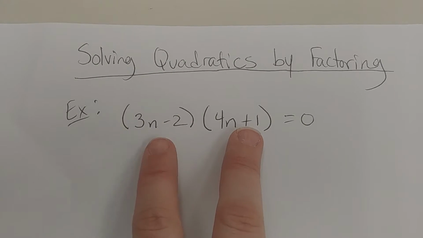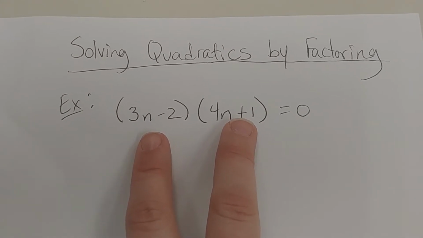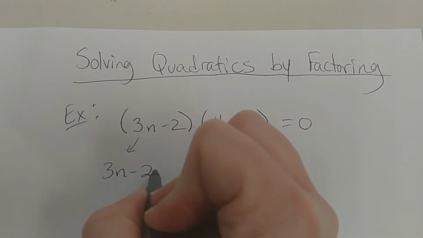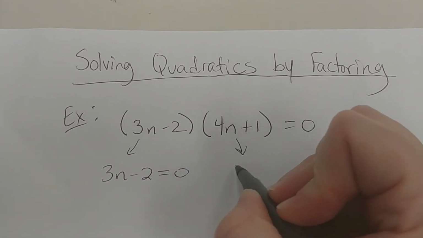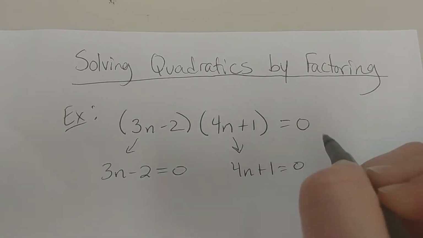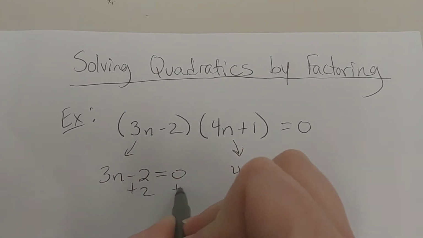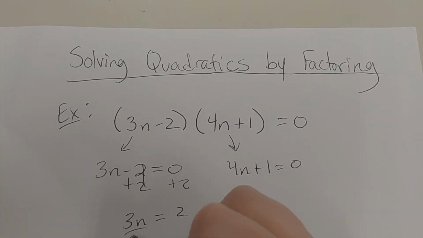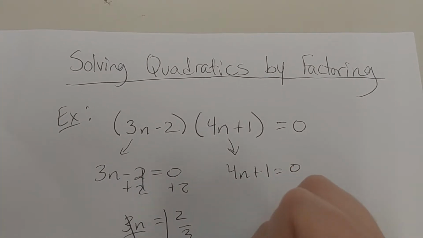There's already the two groups of parentheses. So to solve this, we just take each group and we set it equal to 0. So 3n minus 2 equals 0, and then we do 4n plus 1 equals 0. Then I just simply solve for the n on each equation, and then that will give me my two solutions.